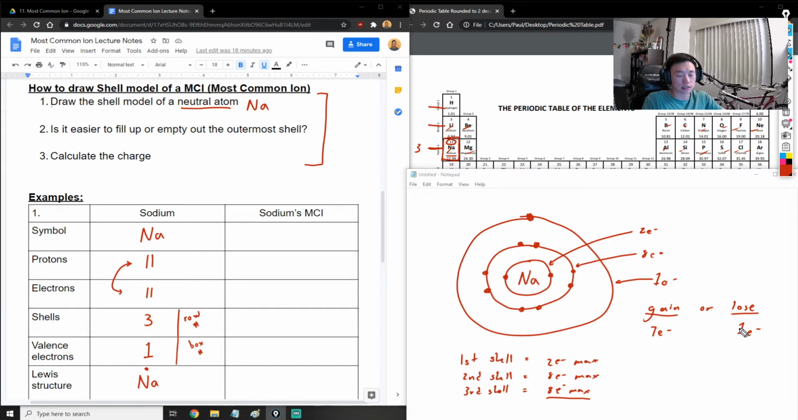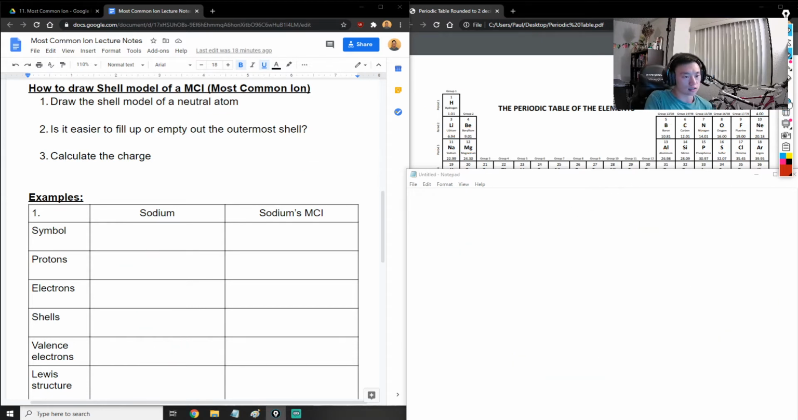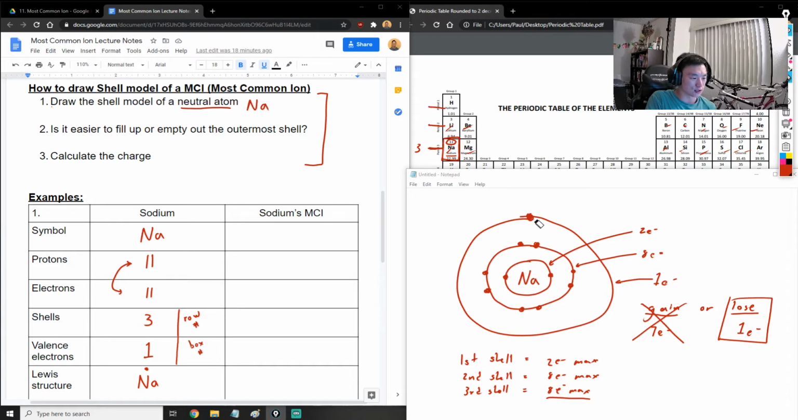Okay, so we basically need to choose which one is easier. The way that we can figure that out is just go for the number that's smaller. Losing 1 is going to be a lot easier for sodium. It's going to want to lose 1 rather than gaining 7 because the number is smaller. Losing 1 is a smaller gap to fill than gaining 7. So sodium is going to want to lose 1. And if it loses 1, the third shell disappears.